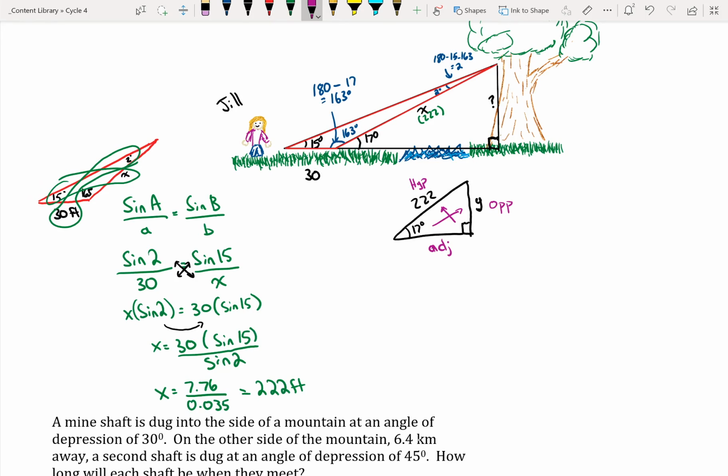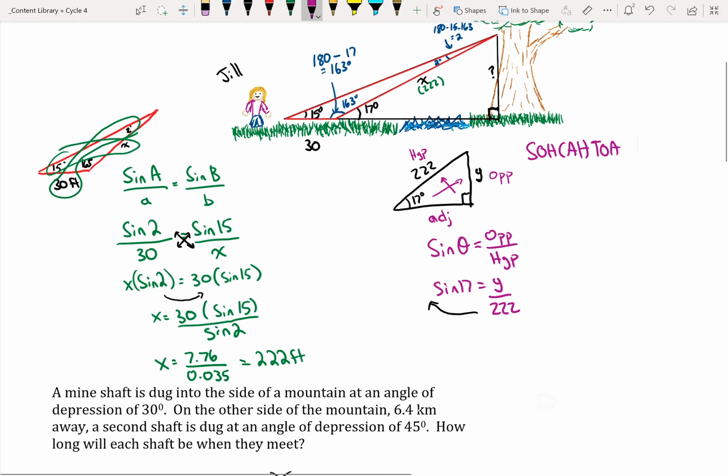So we got to think about, okay, what trig ratio deals with O and H? If you think back to SOHCAHTOA, the only one that deals with O and H is sine. So sine theta, or an angle, is equal to our opposite side length divided by our hypotenuse. So sine of 17 degrees is equal to an unknown y divided by 222. We've talked about before, if we're missing the top value, we have to bring the bottom up and multiply. So 222 times sine 17 is equal to y.